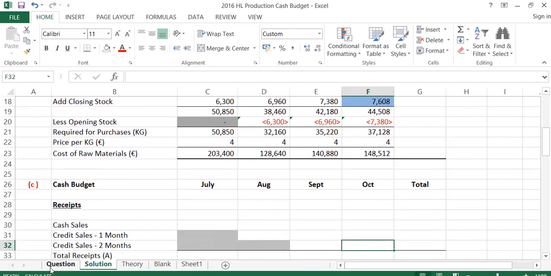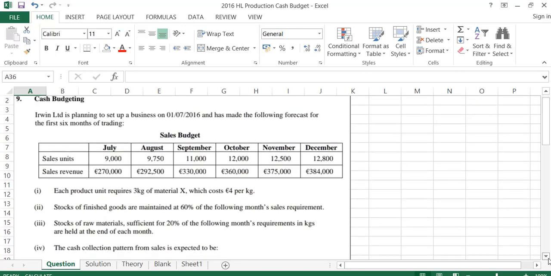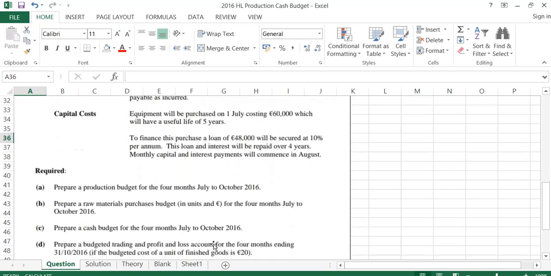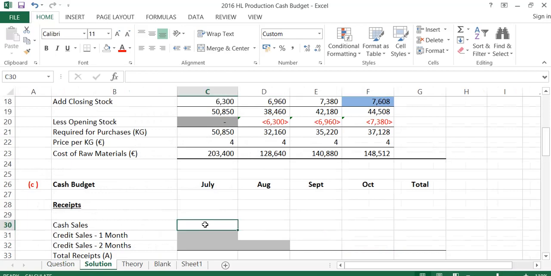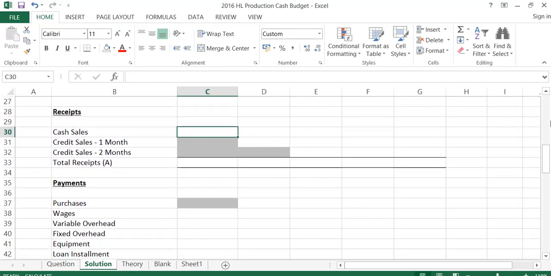Part C of the question is a cash budget, similar to the cash budget that's asked on its own in some years. So we're just asked to prepare a cash budget for 4 months, not 6, just for 4 months, July to October. So the first thing, as in all cash budgets, the first thing we're going to have to do are our receipts.